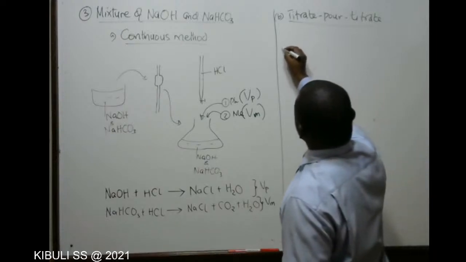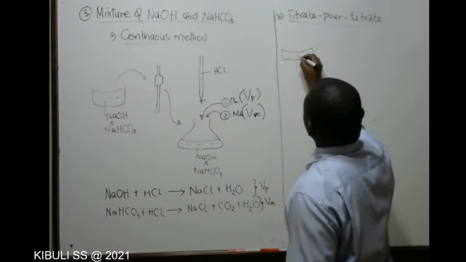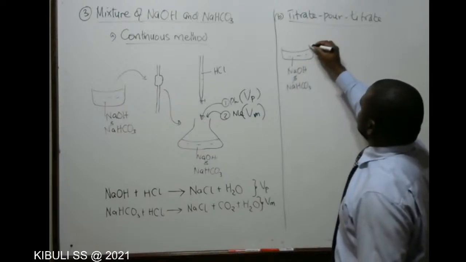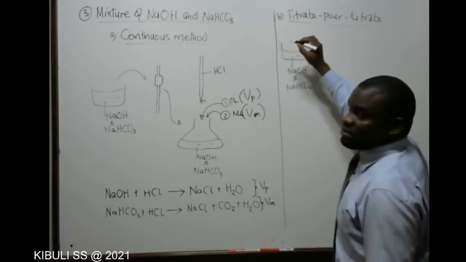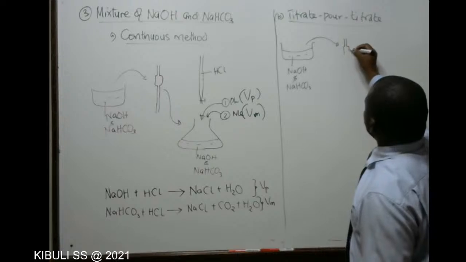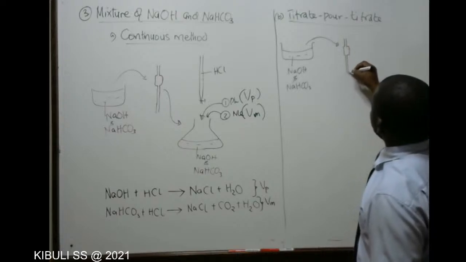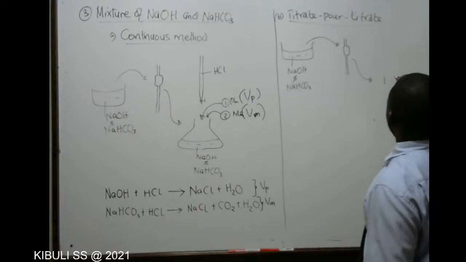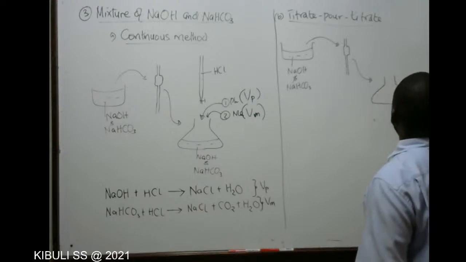So in this case you have your mixture. Again, the mixture is of sodium hydroxide and sodium hydrogen carbonate. You pipette from this mixture. It can be in a beaker. We normally put these mixtures in beakers. You pick your pipette. I'm not very good at drawing, but this one is a pipette. Then transfer into a conical flask. So the mixture you have transferred is of sodium hydroxide and sodium hydrogen carbonate.